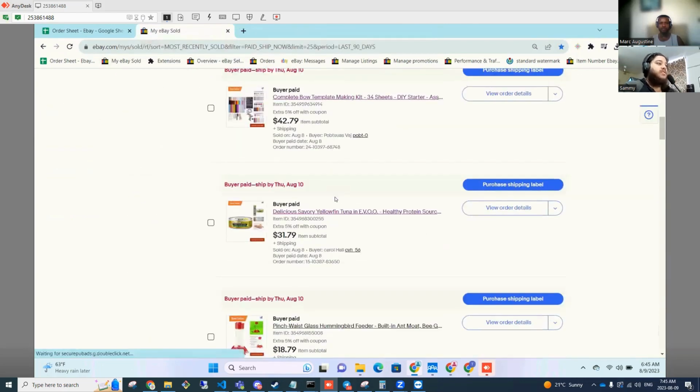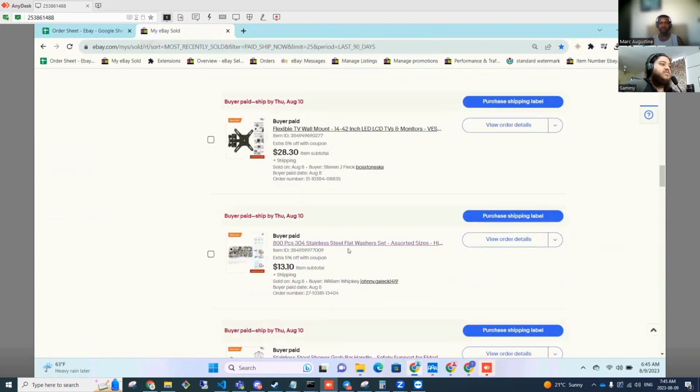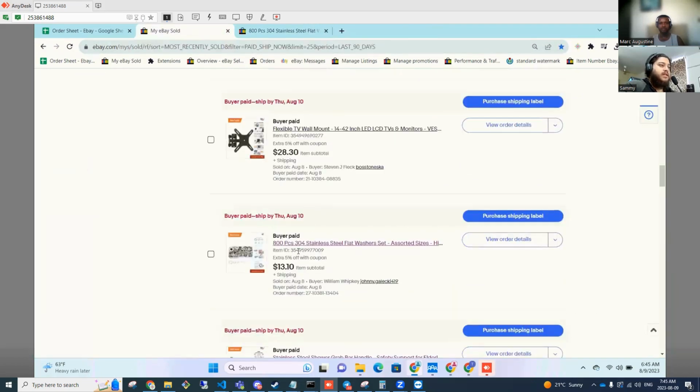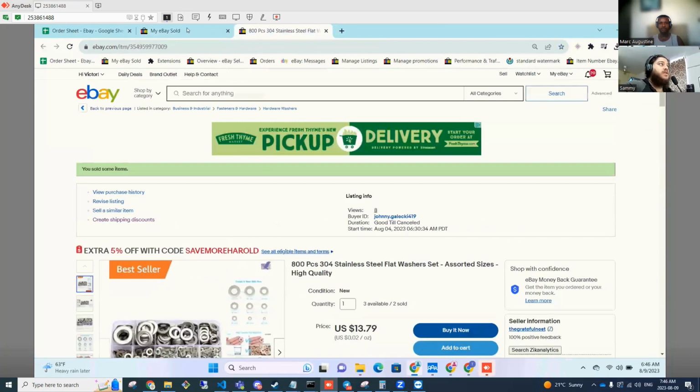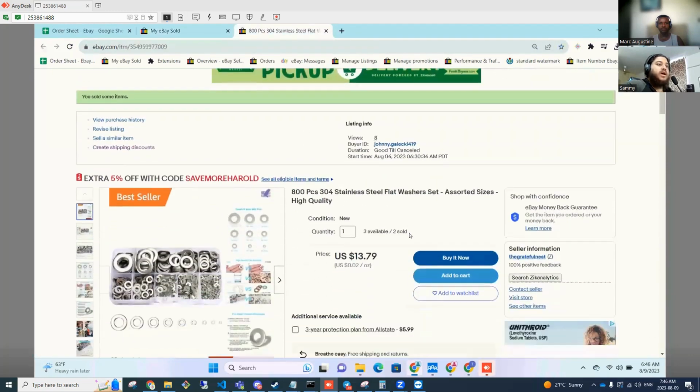So another thing that I want to show you guys is, let's go ahead and look at one of our sales that sold multiple times, right? So this one, oh, beautiful. This item right over here, we can see that the buyer only bought one of them for $13.10. However, it says over here that we sold it 2 times.